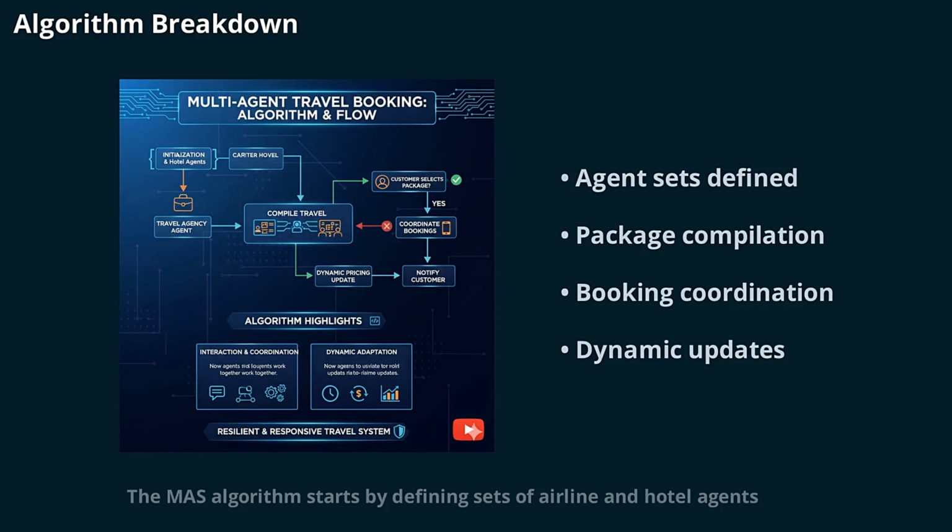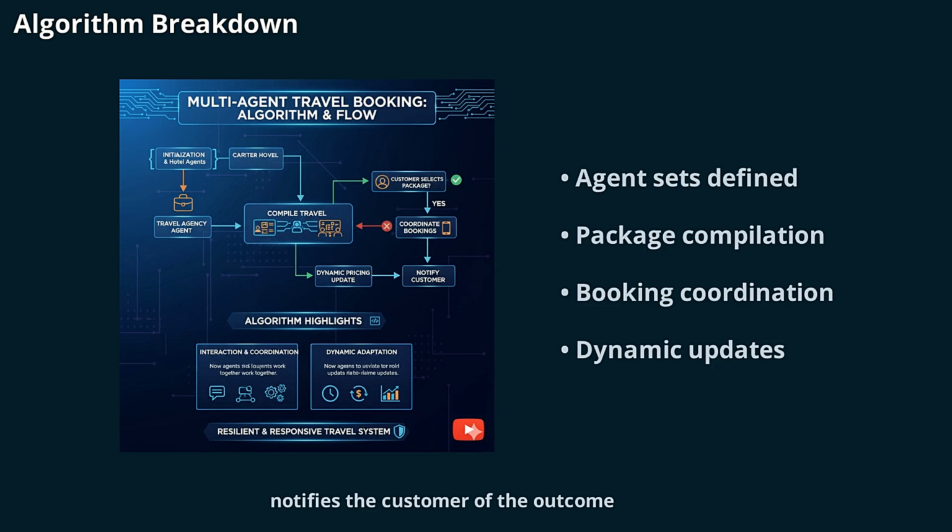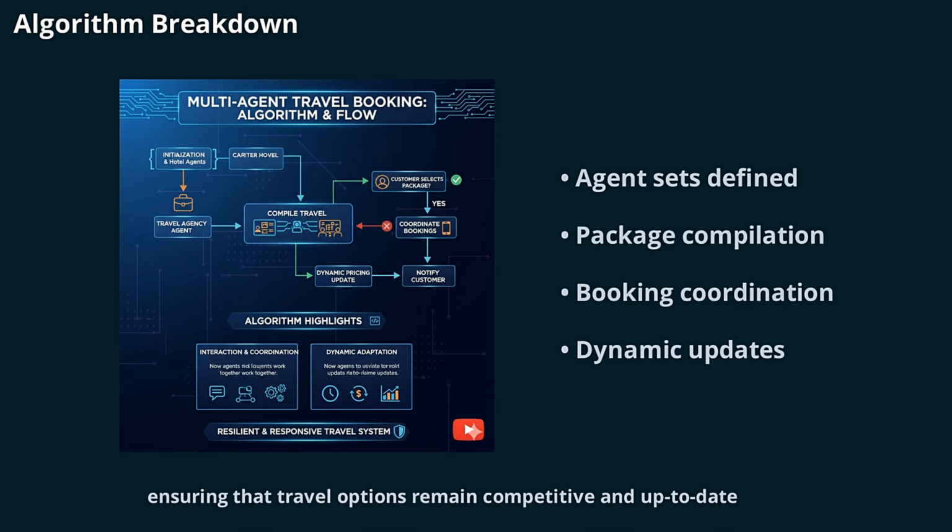The MAS algorithm starts by defining sets of airline and hotel agents along with a travel agency agent. The travel agency interacts with airline and hotel agents to compile travel packages. When a customer selects a package, the system coordinates bookings and notifies the customer of the outcome. The system also updates pricing dynamically, ensuring that travel options remain competitive and up to date.